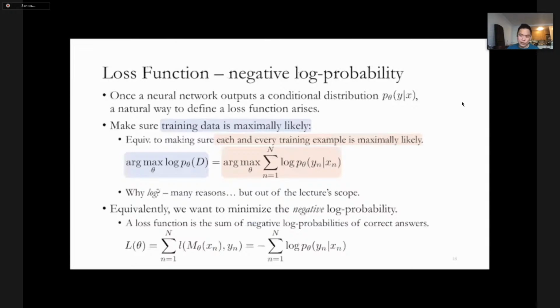So why are we using log probability instead of just probability? There are many reasons, including numerical precision issues, but that's definitely out of this lecture's scope. But trust me that you want to use this one. And if you want to put it in terms of a loss function that we want to minimize instead of maximize, then it's simply the negative log probability of the correct answer given the input. And that's the loss function that we are going to use throughout the entire lecture today.